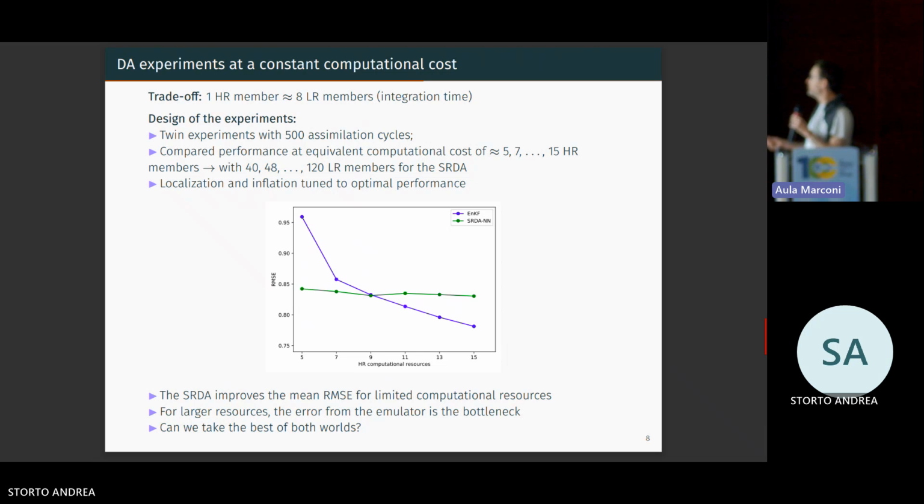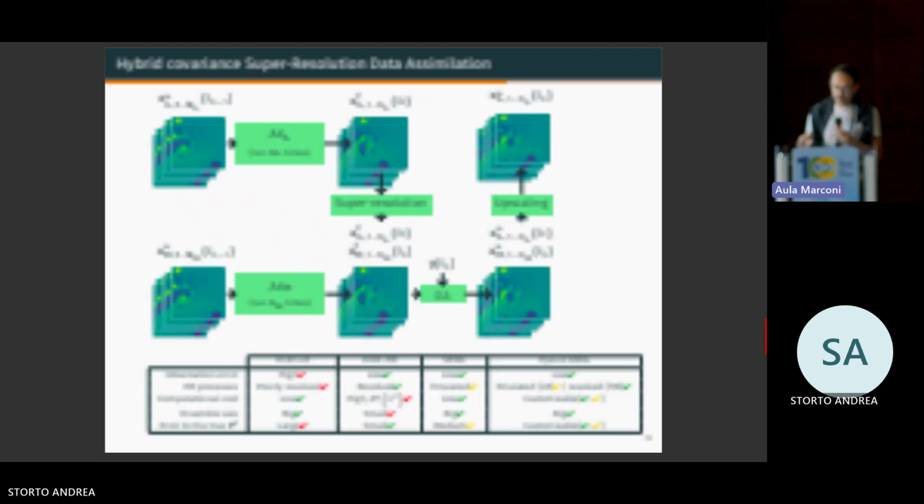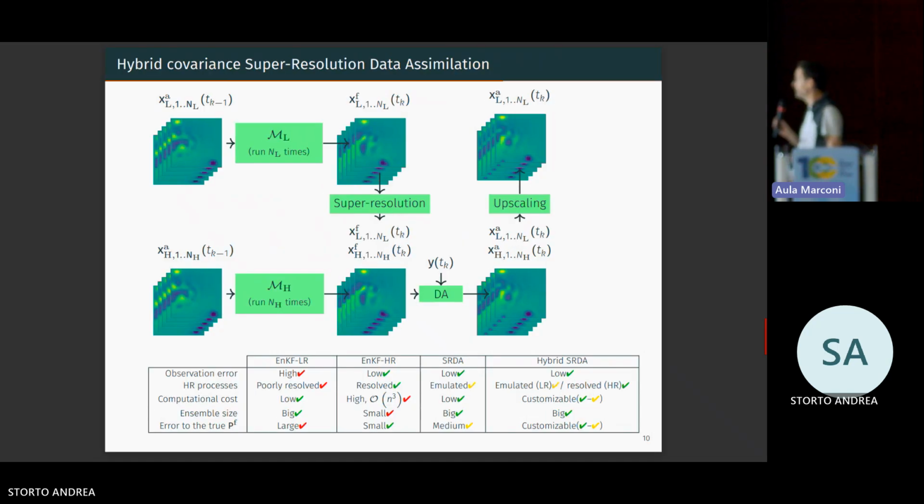And one question is, can we take the best of both worlds to improve the results further? This led us to what we call hybrid covariance super resolution data assimilation, in short hybrid SRDA, which is just the natural extension of the previous method. Here we have a schematic representation of the scheme. We have two different ensembles at two different resolutions, high and low resolution. For the forecast step, we integrate both ensembles forward in time.